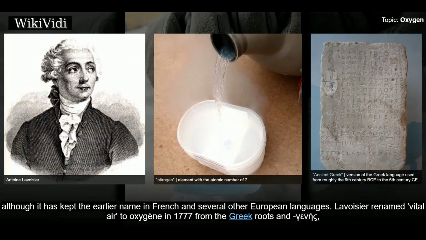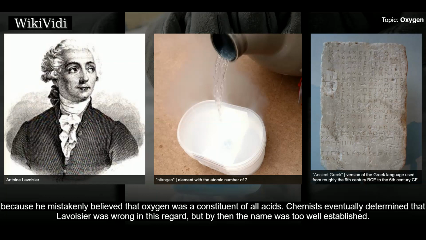Lavoisier renamed vital air to oxygène in 1777 from the Greek roots, because he mistakenly believed that oxygen was a constituent of all acids. Chemists eventually determined that Lavoisier was wrong in this regard, but by then the name was too well established.